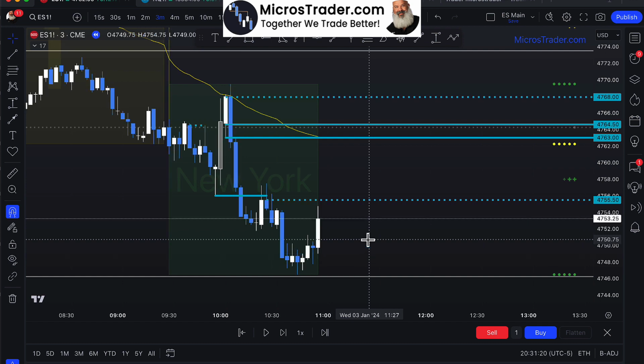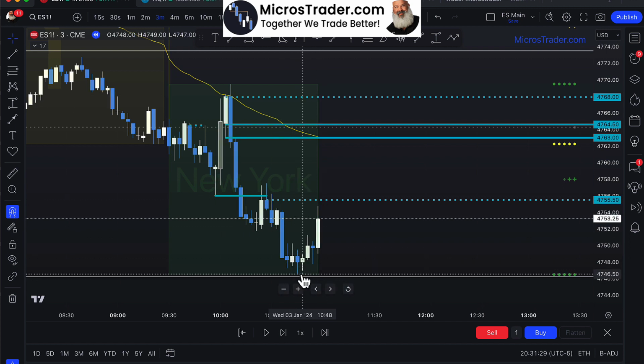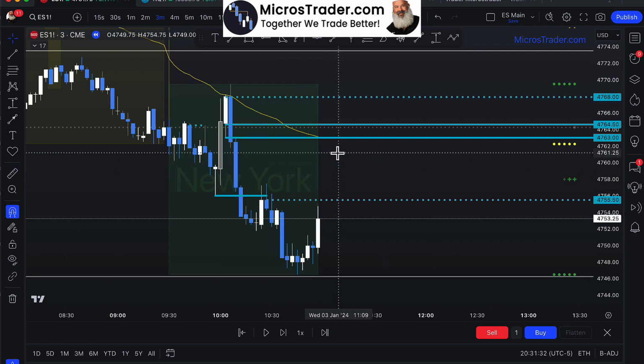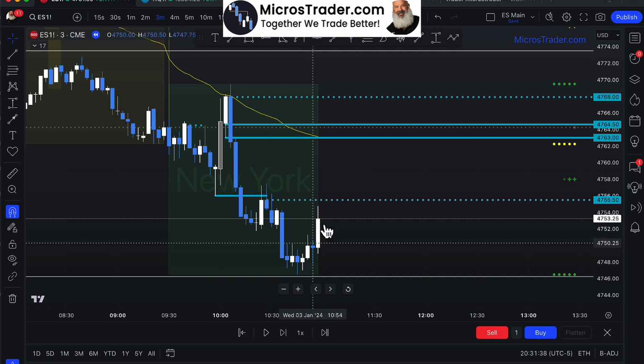Okay, and there is that. That is within definitely 2 ticks of that. If you were going to take that short, which I certainly wouldn't be taking, why? The high time frame level. You got to give that thing room to move. It's the bottom of the range, so I'm not taking any of these shorts.